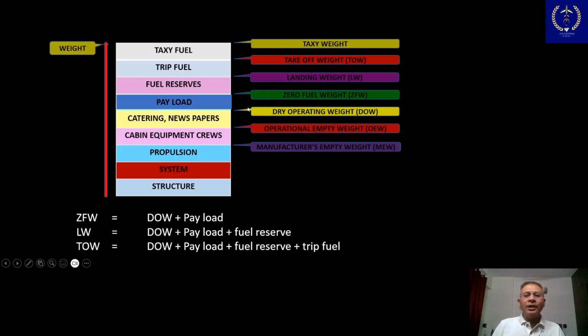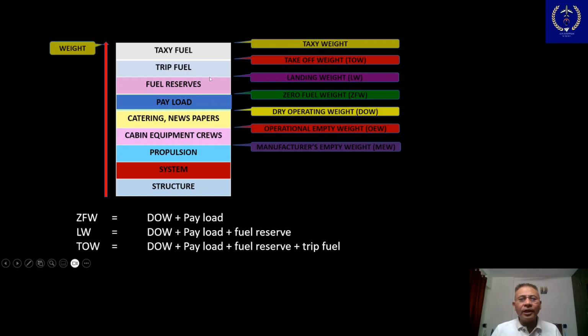Now, in that weight, DOW, if we add the payload, it becomes the zero fuel weight of that particular day. This zero fuel weight can go up to a maximum weight. That maximum weight is known as the maximum zero fuel weight, which is limited by the structure of the aircraft. Then in the maximum zero fuel weight, if we add the fuel reserve, we will get the landing weight.